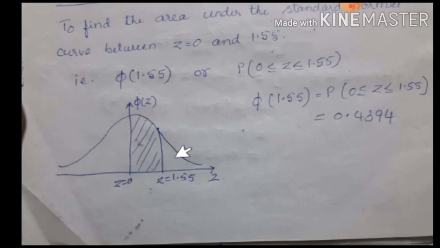So draw the figure, z equal to 0 line. Take anywhere randomly a positive value of z. So on the right side it is 1.55. So we need to find the area between these. First get familiar with the notation. You can write the notation for the area between 0 to 1.55 in two ways. One is probability of z between 0 to 1.55, or you can write it simply as area till 1.55. It is understood that it is 0 to 1.55.